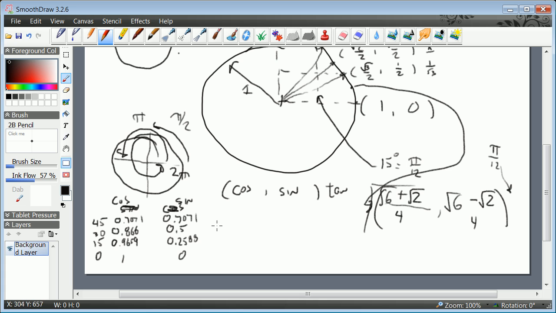It comes from the half angle theorem, which says this: the cosine of theta over 2 is the square root of 1 plus the cosine of theta, all over 2, and the sine of theta over 2 is the square root of 1 minus the cosine of theta, all over 2, and that's in fact how you end up with this value for 15 degrees. That's a rough cut.